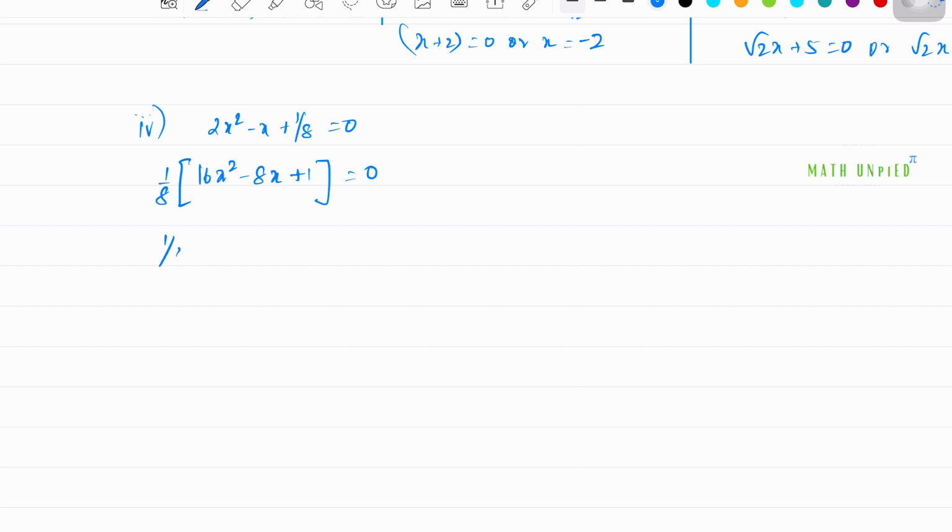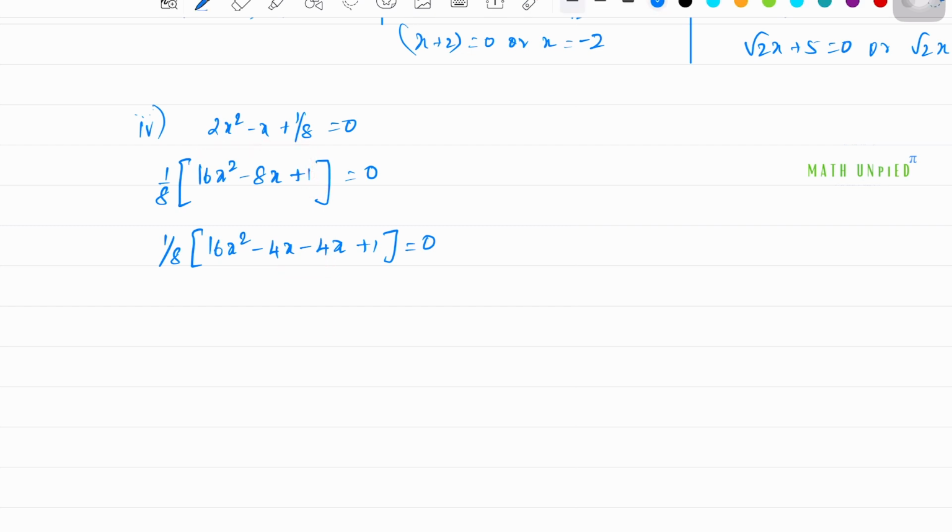So 1 over 8 times. Now let's split the middle term. So the criteria is, if you add, it should give negative 8, and if you multiply, it should give 16 into 1, 16. So let's see how we can do this. This is also fairly straightforward. This will be 16x squared minus 4x minus 4x plus 1 equals 0. So if you check, negative 4x and negative 4x will give negative 8x. 4 4s are 16. Negative 4 into negative 4 will give 16, which is 1 into 16.